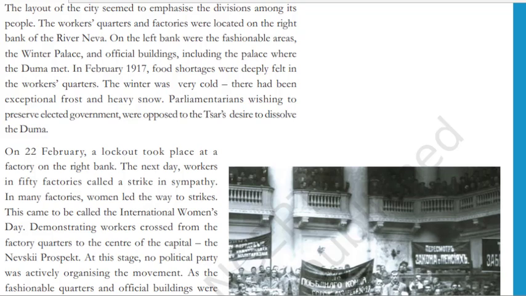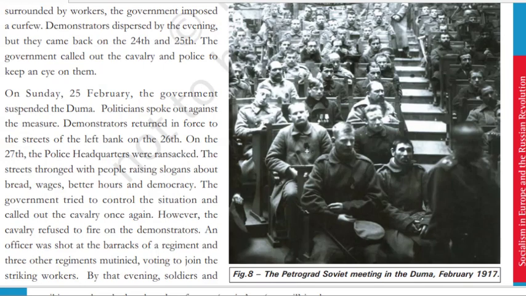Demonstrating workers crossed from the factory quarters to the center of the capital, the Nevsky Prospect. At this stage, no political party was actively organizing the movement. As the fashionable quarters and official buildings were surrounded by workers, the government imposed a curfew. Demonstrators dispersed by the evening, but they came back on the 24th and 25th. The government called out the cavalry and police to keep an eye on them.